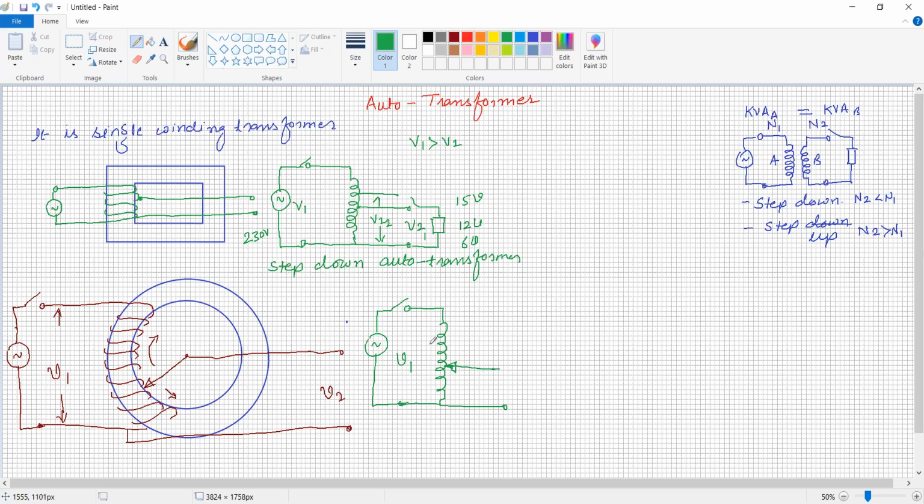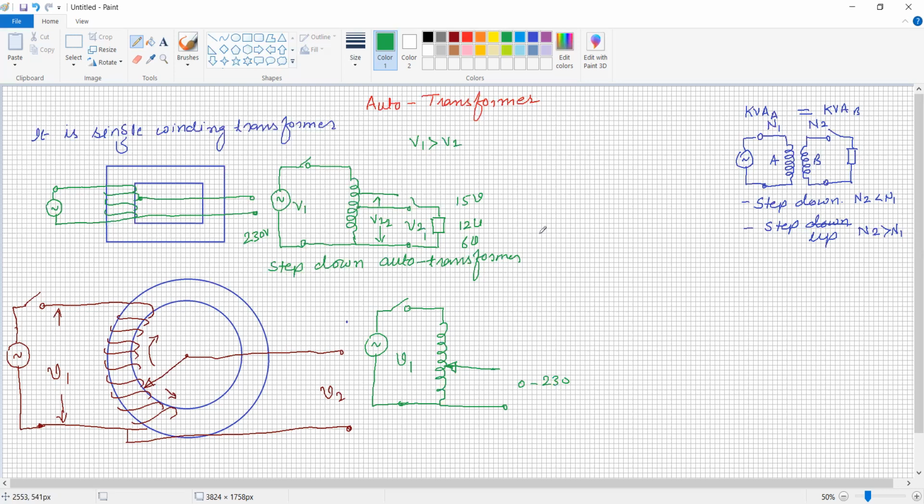It is a variac because it can vary the voltage starting from 0 up to the rated voltage, which here is 230. So we can opt for voltage from 0, 10 volt, 20 volt, 30 volt, and so on. So this is the single winding transformer, and it is a step down transformer.